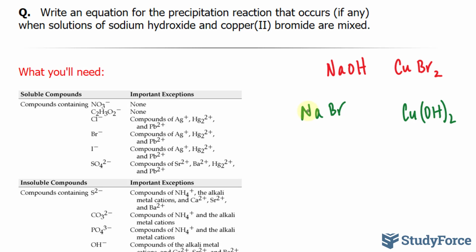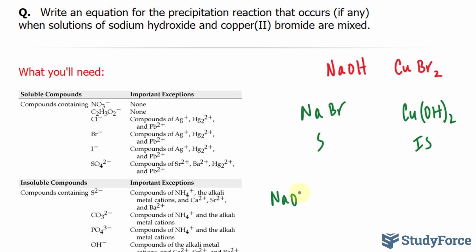Let's start with NaBr. According to this, chemicals that contain Br are soluble, and Na is not one of the exceptions, so this will be soluble. According to this statement right here, compounds containing hydroxide are insoluble, except if we have one of these metals, which we don't. So this will be insoluble. We can go ahead and write the chemical reaction.